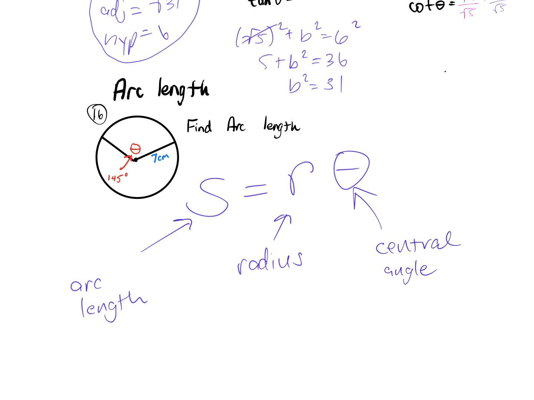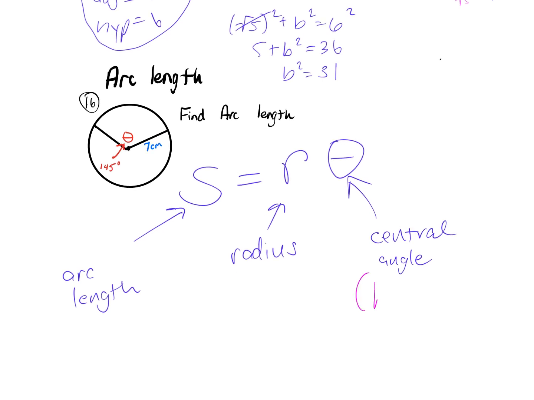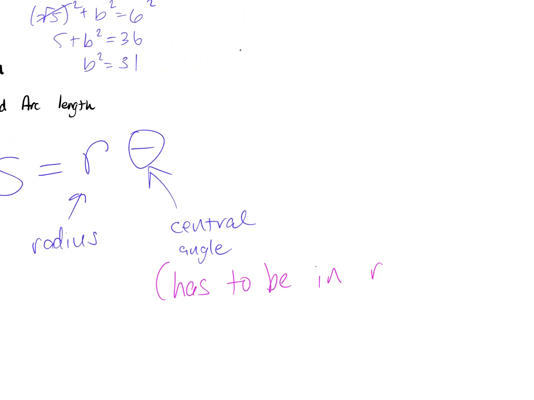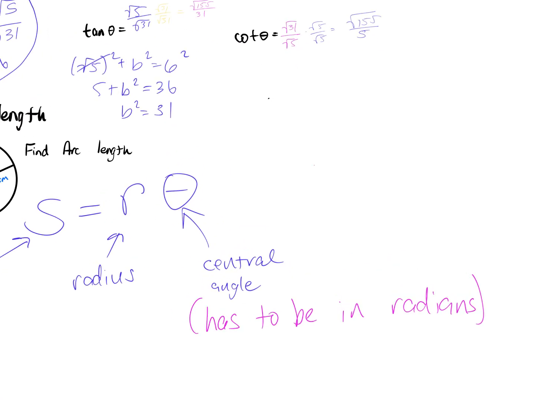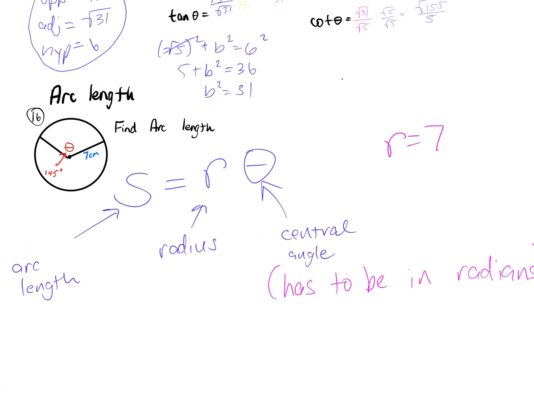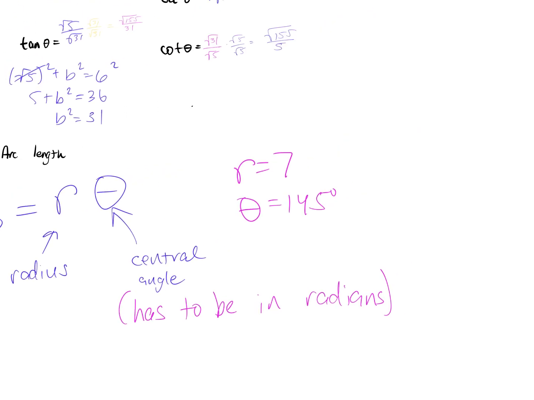But what is important about that central angle? It has to be in radians. Good. So when they tell you that the radius is 7, okay, that's cool, and they tell you that the central angle is 145 degrees, some of you are just going to say 7 times 145 and then give me an answer. And I'm going to tell you it's wrong. What do I have to do with 145? You have to convert it. You've got to go to radians.